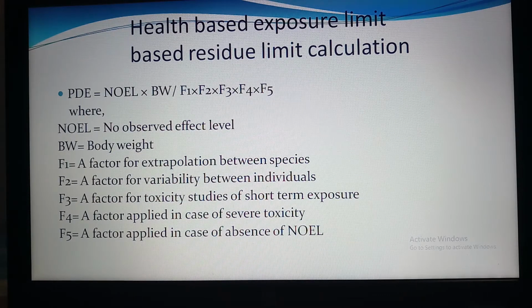So for example, F3 is taken as 1 in case of rodents if the duration of studies is done for half of lifetime, that is 1 year in case of rodents, and in case of cats, dogs and monkeys, that is 7 years. F4 is a factor applied in case of severe toxicity. So the more severe the toxicity, that is the higher the toxicity level, the higher factor will be chosen. And F5 is a factor applied in case of absence of NOEL.